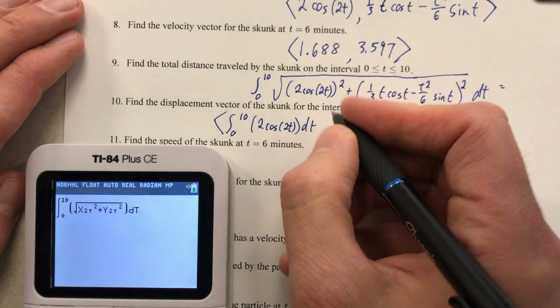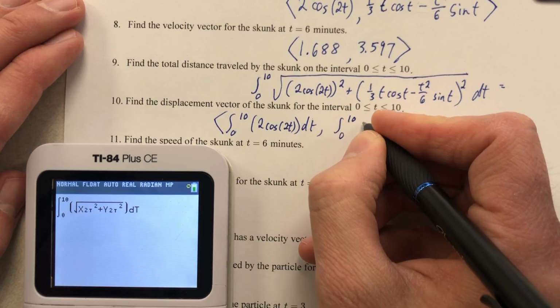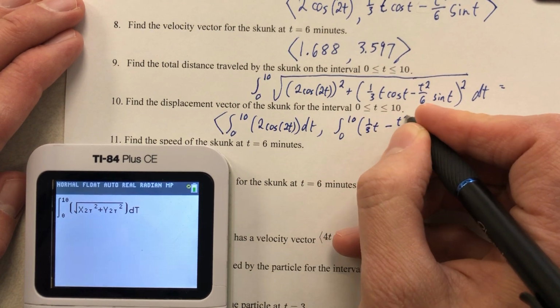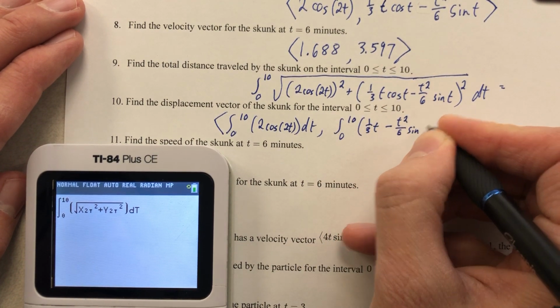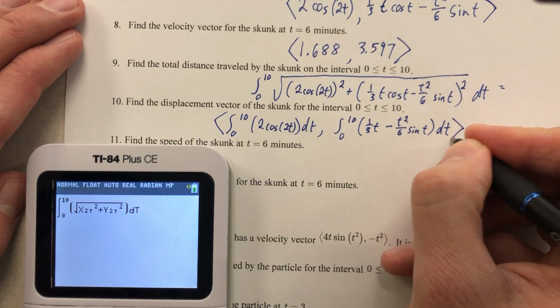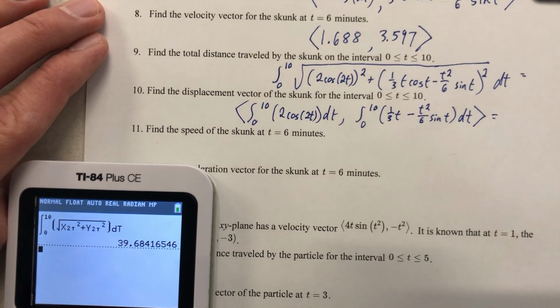This guy's still thinking. So there's the x component. Here's the y component. 1/3 t minus, we'll write it this time, t squared over 6 sine t, dt. And we'll figure that out in a minute. Waiting on you, calculator. There we go.